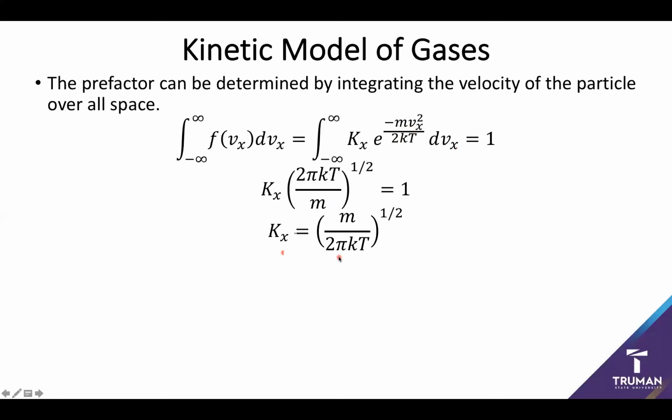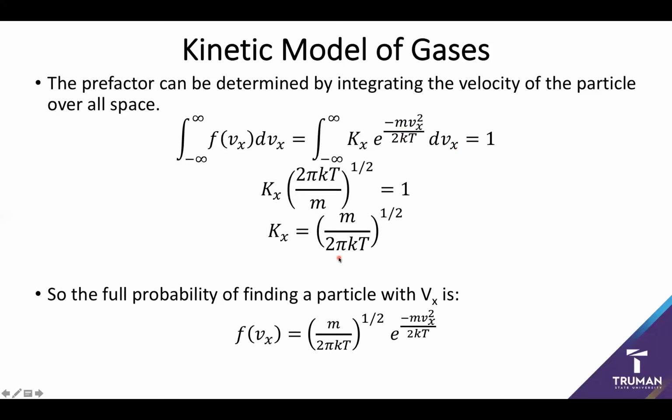So I can then plug this back into my full probability equation. And this gives me the exact probability of finding a gas molecule with any speed in a given Cartesian direction. So this same equation will apply for Vx, Vy, or Vz. And it's going to have a general Gaussian appearance, which we'll go ahead and illustrate shortly.